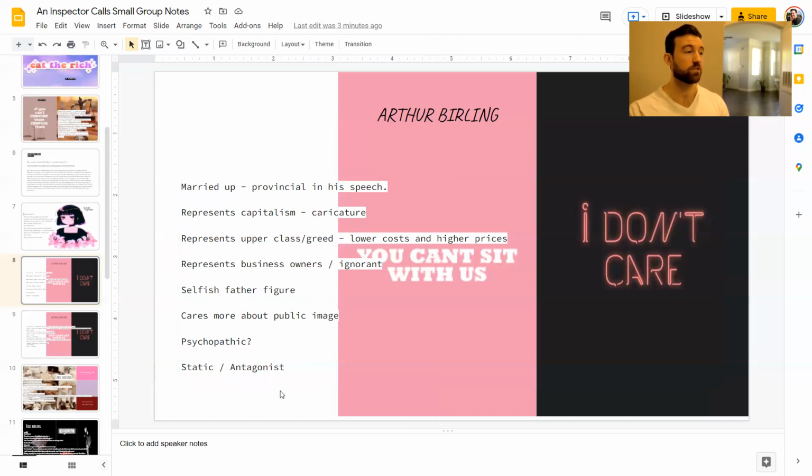He's also a selfish father figure. He presents himself as a father figure that is very selfish. So when Sheila is talking about marrying Gerald and Arthur is giving a toast to them, he talks more about how finally Birling and Company can join forces with Crofts Limited. Gerald, the man that Sheila is marrying, is the son of Crofts Limited business owner, Lord Croft.